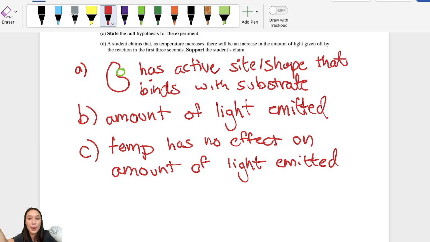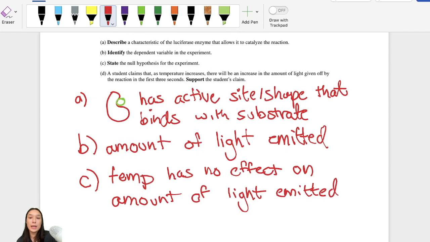So if I accept the null hypothesis, I'm saying that there's no effect. If I reject the null hypothesis, I'm saying that there is an effect. But the null hypothesis is always stating that there is no effect. Okay, so this one should be a freebie for you guys as long as you remember that. Okay, the final one, D, says a student claims that as temperature increases, there will be an increase in the amount of light given off by the reaction in the first 3 seconds. Support the student's claim. Okay, so you're not saying whether this is true or false. You have to support this. Okay. So basically, why would an increase in temperature cause an increase in amount of light emitted?